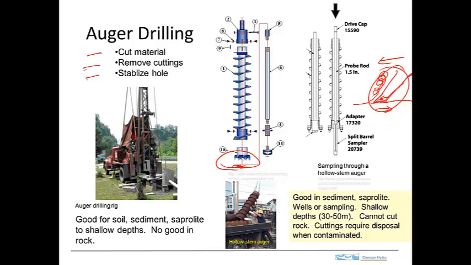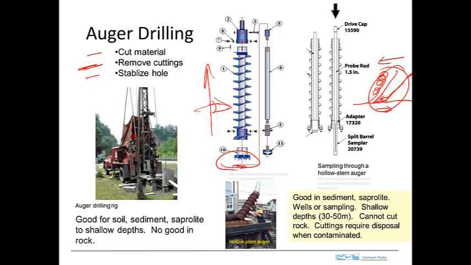And then to remove the cuttings, we see we've got this spiral, these metal pieces wrapped in a spiral, and that's the auger itself. So this looks very much like an auger that you might use in a wood shop, for example. And as this thing rotates, the particles that have been cut down here at the bit are conveyed upward. So that's how you get the cuttings out of the hole.